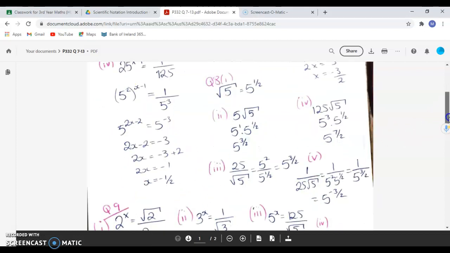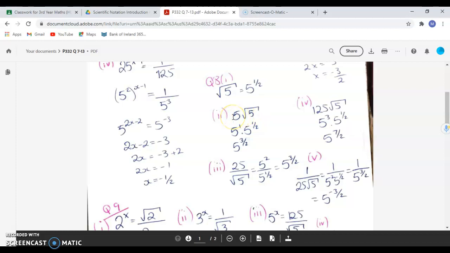Okay, on to question number 8. You know from a couple of classes ago that the square root can be rewritten as a half. So root 5 is the same as 5 to the half. And please learn that, be very familiar with it.